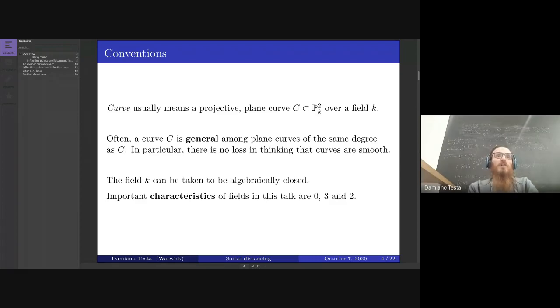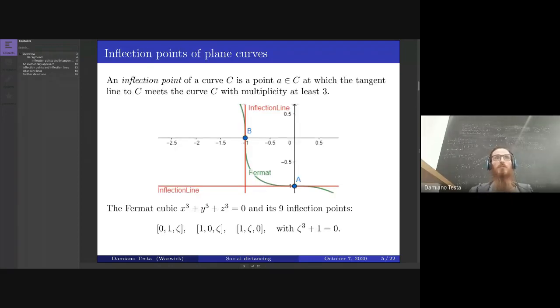And in particular, if you only want to have a finite list of characteristics to worry about, important characteristics to keep in mind are 0, 3, and 2. So you don't actually have to worry for my talk about characteristic 5. But I will tell you when I'm specifically working in positive characteristic and what the characteristic is when it comes to that.